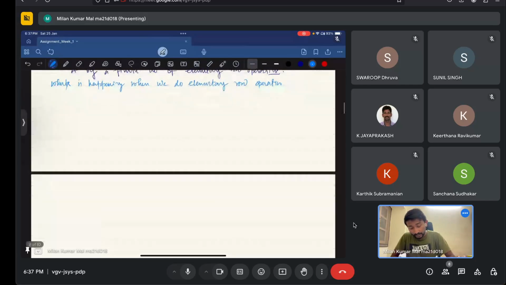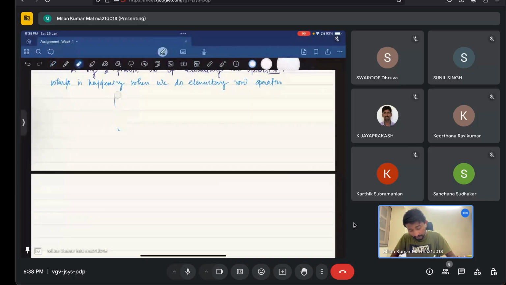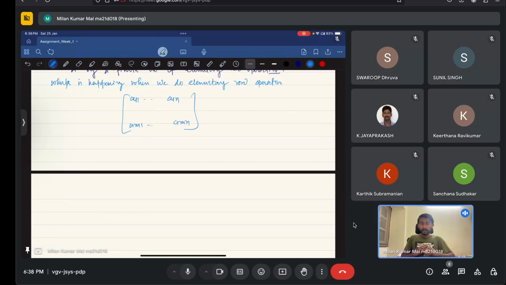So for that, suppose you take an m by n matrix A, with entries A1n, up to Am1 to Amn. Now I do an elementary row operation. There are three elementary row operations. Let's take the first one. That is multiplication by a non-zero scalar.